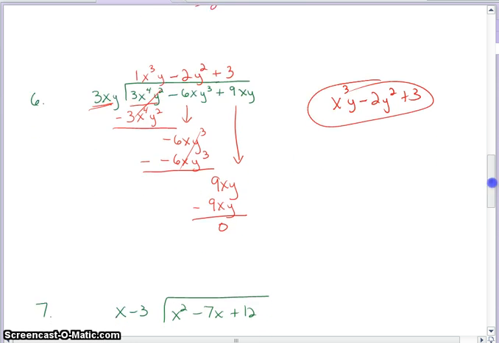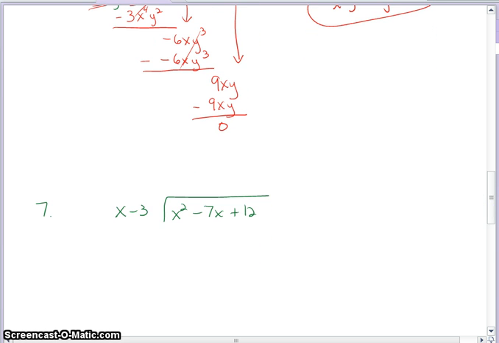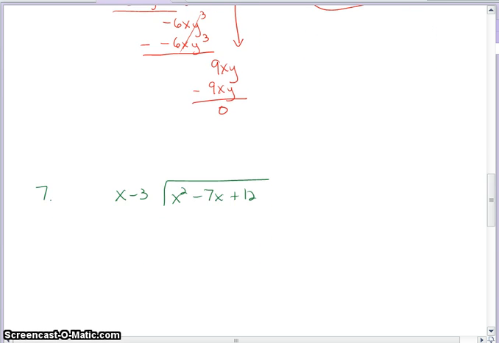Okay, let's try dividing by a binomial. It's a little different. Since I have two terms out here, I have to look at the first two terms underneath the division symbol. Okay? But you can't look at two things at once. So first I'm going to think to myself, I've got an x in the divisor. I've got an x squared right there. So what do I have to multiply x by to get x squared? You have to multiply by x.